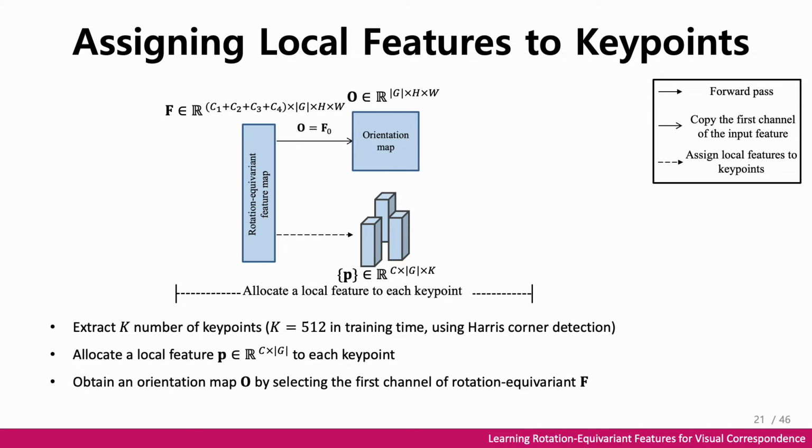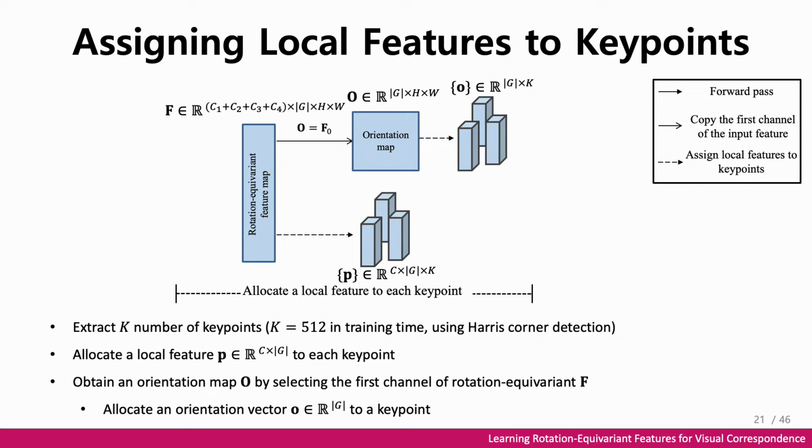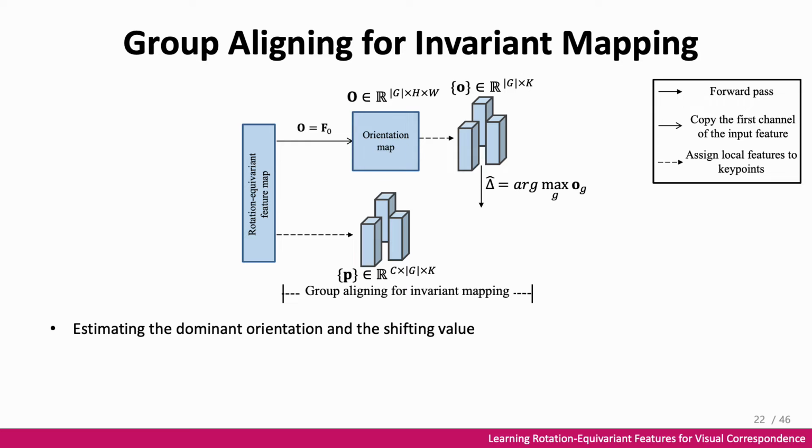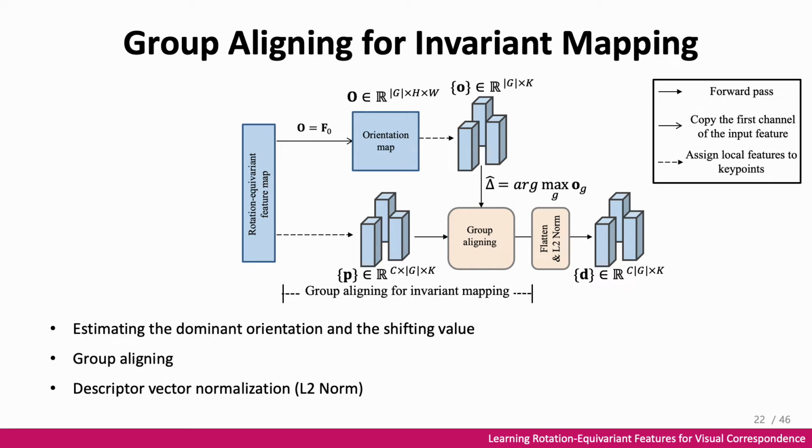We obtain an orientation map by selecting the first channel of F and allocate an orientation vector O to a key point. Using the group equivariant key point feature P and the orientation O, we conduct group aligning for invariant mapping. At first, we estimate the dominant orientation using argmax on the orientation vector O. The dominant orientation delta is used for group aligning of P. After group aligning, we flatten and L2 normalize the invariant descriptor and obtain the final output descriptor D.